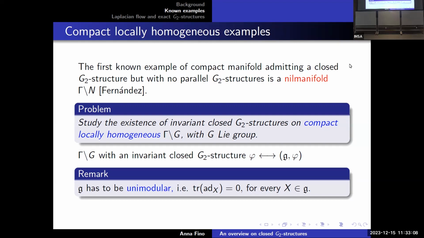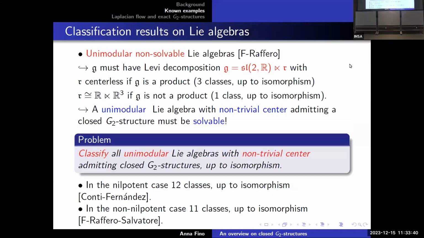So one of the problems is to see, okay, how many examples are there, what happens in this case? Everything can be detected at the level of the Lie algebra for invariant G2 structures, and I just mean a structure induced by some structure at the level of the Lie algebra. Of course, one simple remark due to Millionshchikov is that you have a restriction on your Lie algebra because the Lie algebra has to be unimodular. That is the condition to have a compact quotient. Here, I will not be very precise on that, but I just want to give an overview of what is known at the level of the Lie algebra.